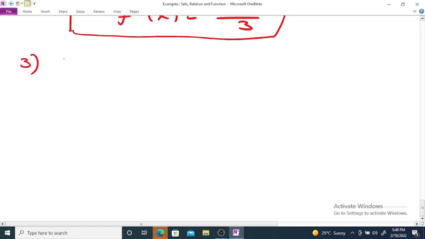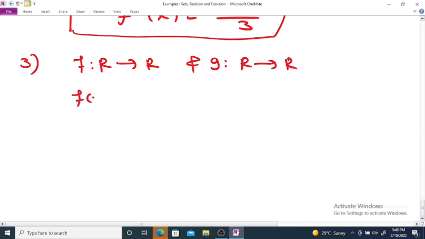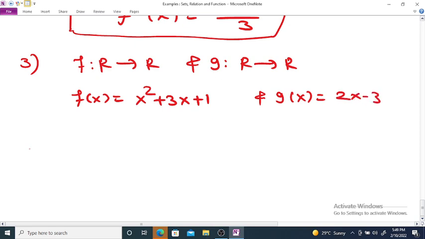Example number 3. Let f be a function from the real number set to the real number set, and g is also a function from the real number set to the real number set, defined as f of x is equal to twice x square plus thrice x plus 1, and g of x is equal to twice x minus 3. Find the formula for the composite functions f o g, g o f, f o f, and g o g.